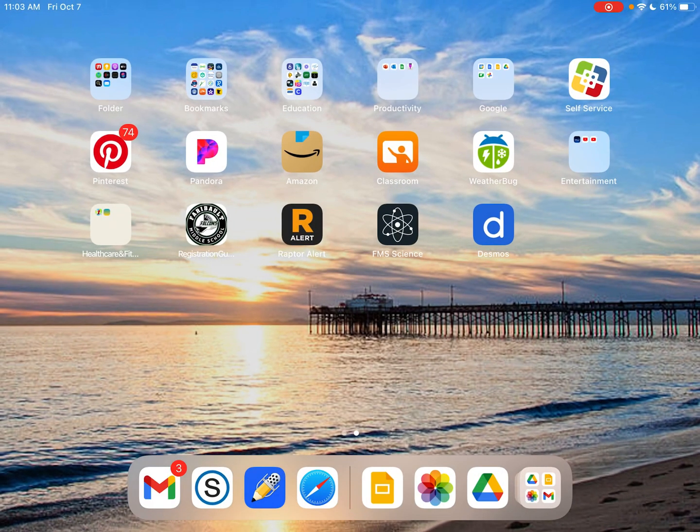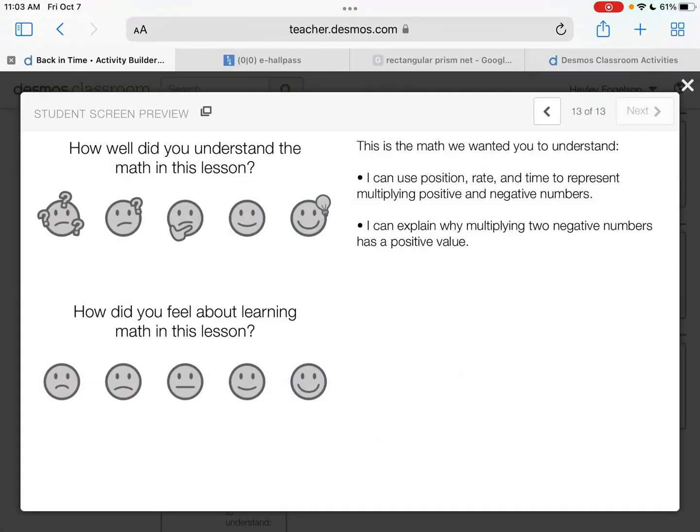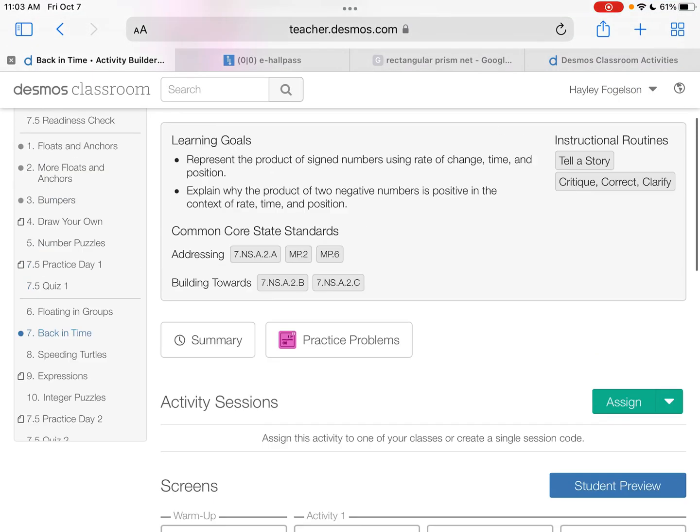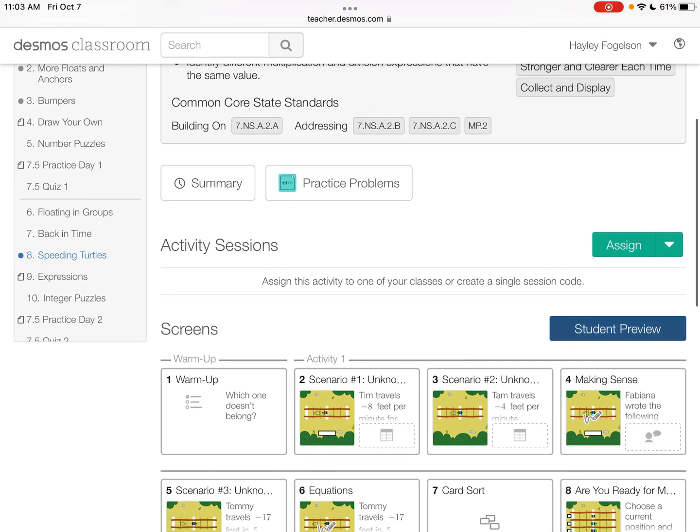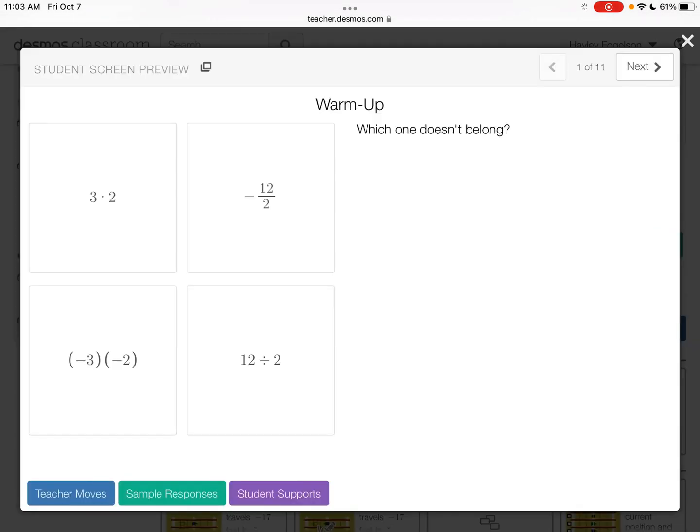Alright, let me get there. Sorry, I should have had this pulled up. Alright, so the first one, I want you to take a minute and look at this problem and figure out which one doesn't belong. And once you think you have an answer, share with your neighbor and see if you agree or if you disagree.